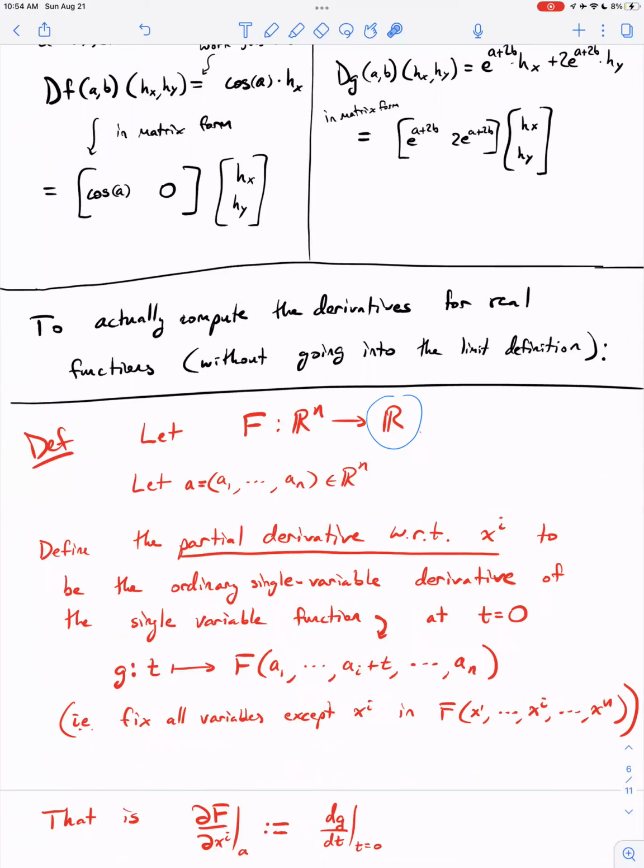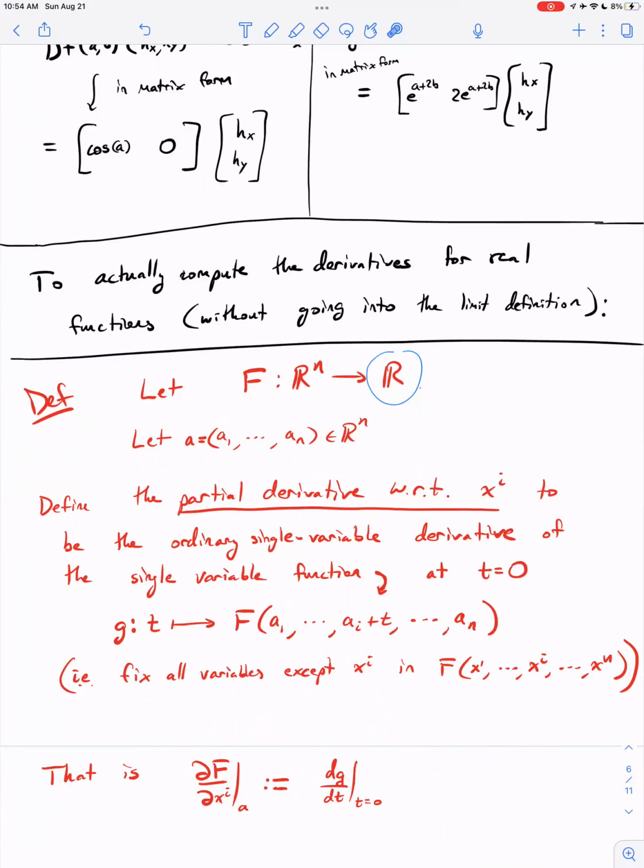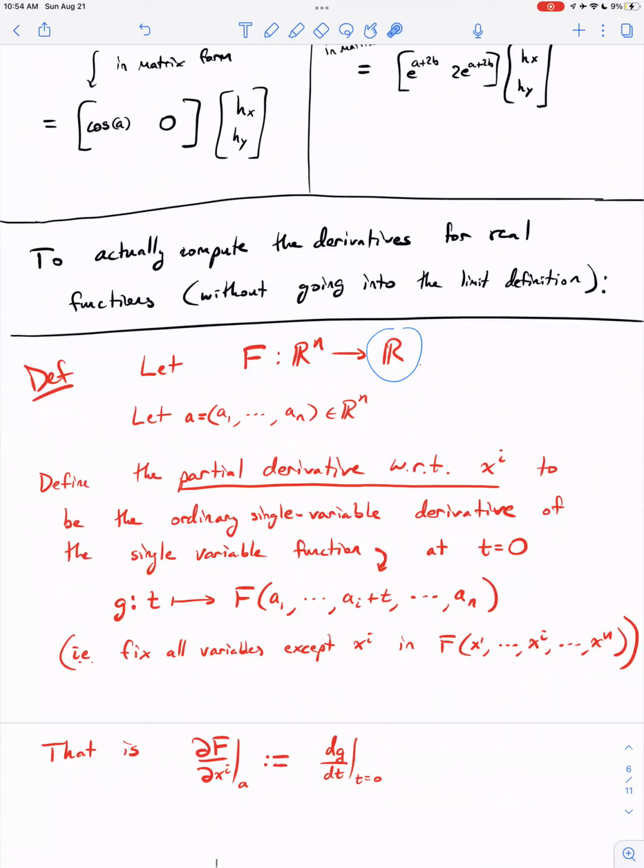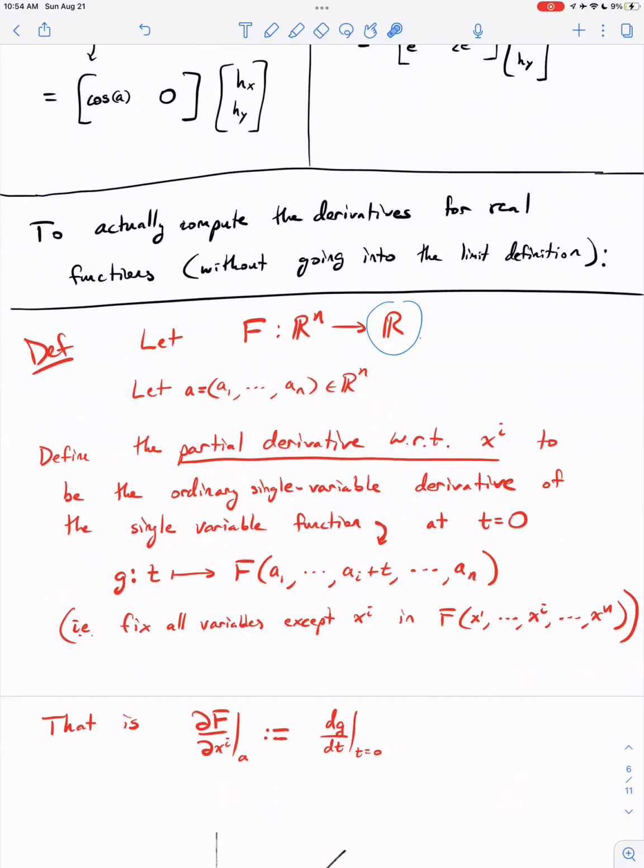Let's say we have a multivariable function, and let's just say we have one output, to keep things simpler so we don't have multiple outputs to keep track of. Let's just do a scalar valued multivariable function. So it has multiple inputs and one output. And let a be some point inside of Rn. Then we can define the partial derivative with respect to a fixed variable xi to be the single variable derivative of this function at t equals 0.